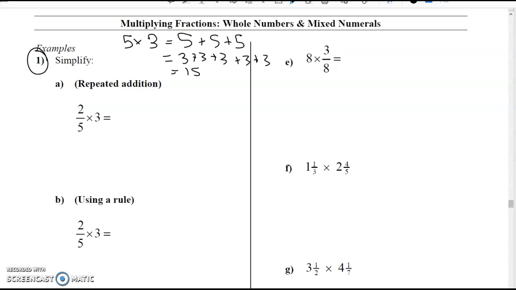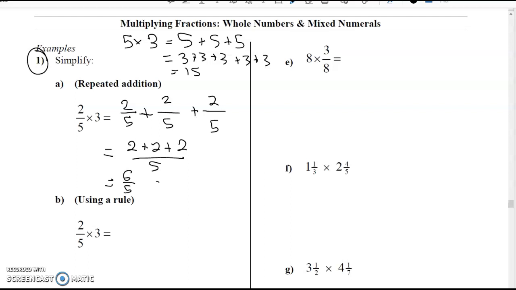So if I apply that type of thinking to this next question, 2/5 times by 3, there's 3 lots of 2/5. So that's one lot, plus another lot, plus another lot. So there's 3 of them. Now, knowing our addition of fractions, these have all got the same denominator. So we can just add the numerators. 2 plus 2 plus 2 out of 5. Notice how the denominator doesn't change there. So it's going to be 6 out of 5, or 1 1/5.